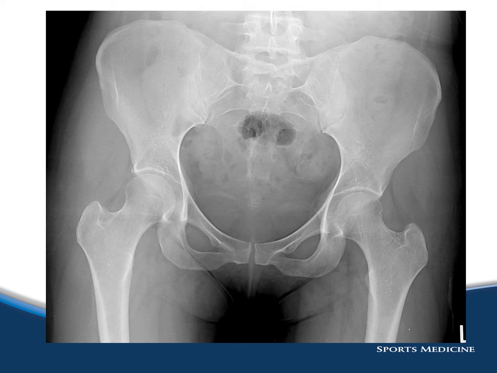She was complaining of hip pain that began roughly 3 weeks after increasing her running activities in preparation for a half marathon. And you can see in the left hip, there's a clear fracture line coming from the superior margin of the femoral neck, extending about halfway through the femoral neck.